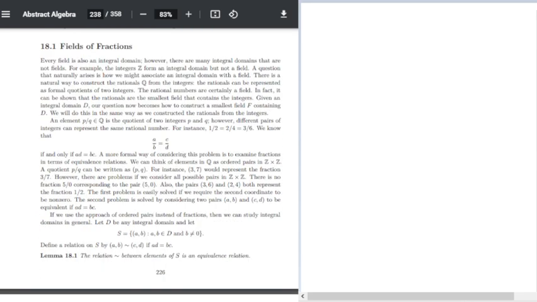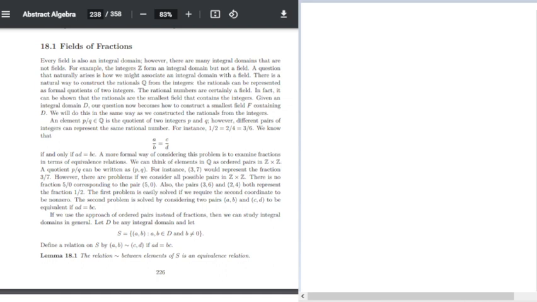Section 18.1, Field of Fractions. Every field is also an integral domain. However, there are many integral domains that are not fields. For example, the integers Z form an integral domain, but not a field. A question that naturally arises is how we might associate an integral domain with a field.